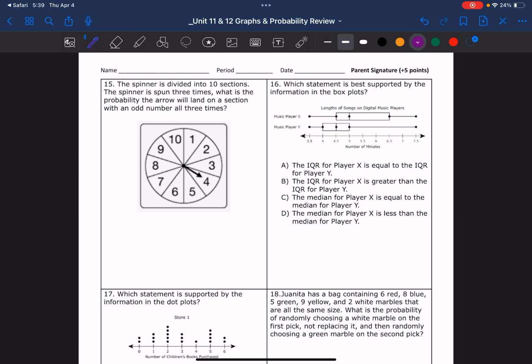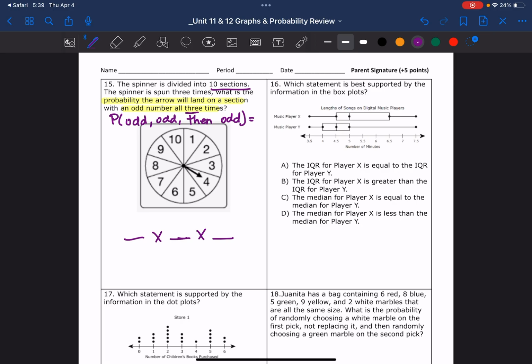So number 15. The spinner is divided into 10 sections. The spinner is spun 3 times. What is the probability that the arrow will land on a section with an odd number on all 3 times? Remember, probability statements help us know how many fractions we need. So it says 3 times. So we need an odd, then odd, then odd. How many fractions is that? That is 3 fractions.